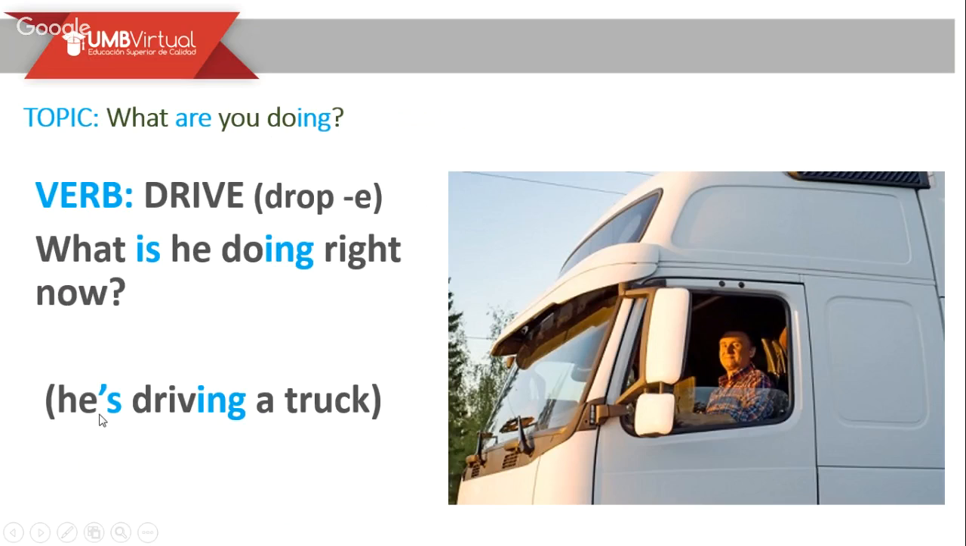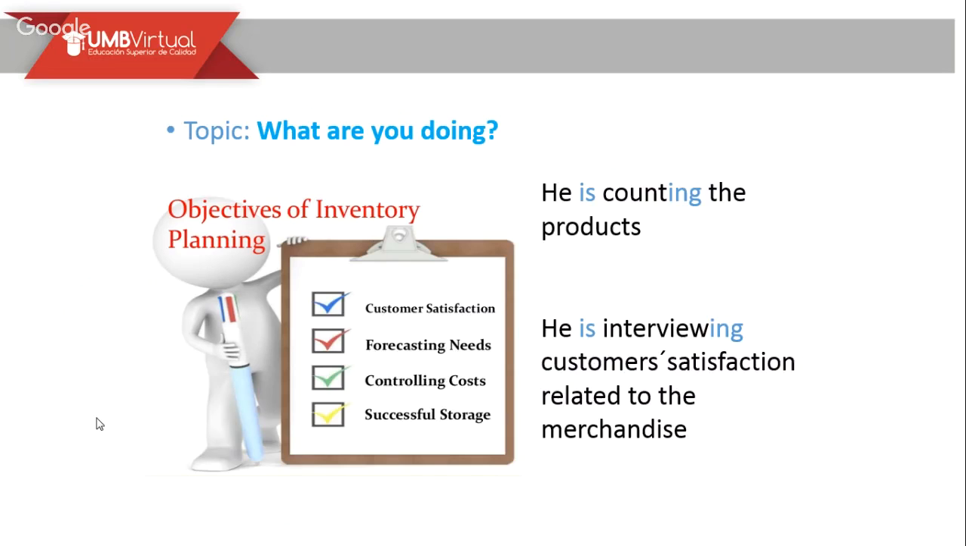Recordemos que podemos utilizar la contracción, generalmente lo hacemos cuando nosotros estamos hablando. De manera escrita, que es un poco más formal, debemos generalmente escribir la palabra completa. En este caso diríamos, he is driving a truck, instead of he's. Or just this one, which is the shorter way, so we can use it at the moment we are speaking.